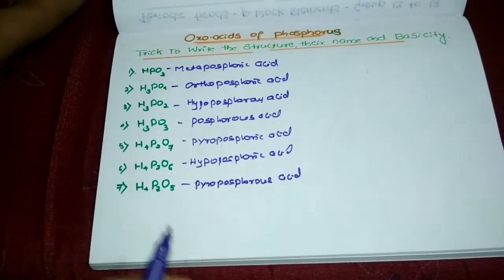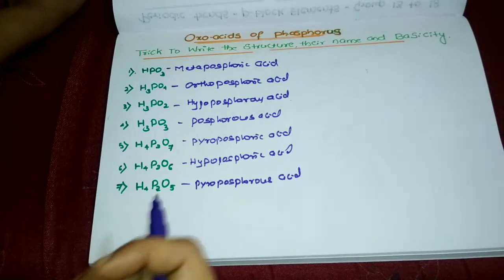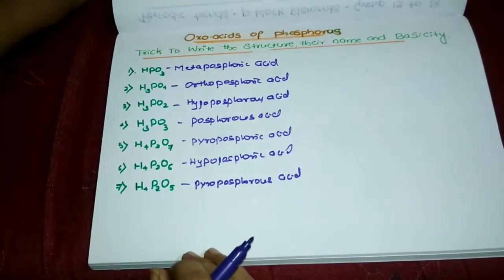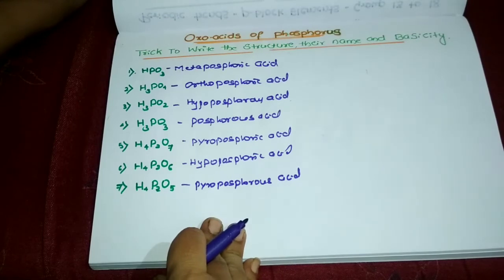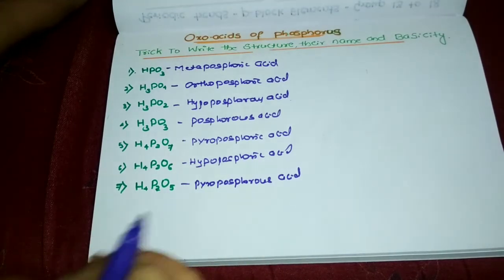So that's why I have taken this much. There are some other oxo acids of phosphorus as well. I hope you find this much very useful. These are the names. There is a particular reason why they got these names. So before going to that, let us study the structure.